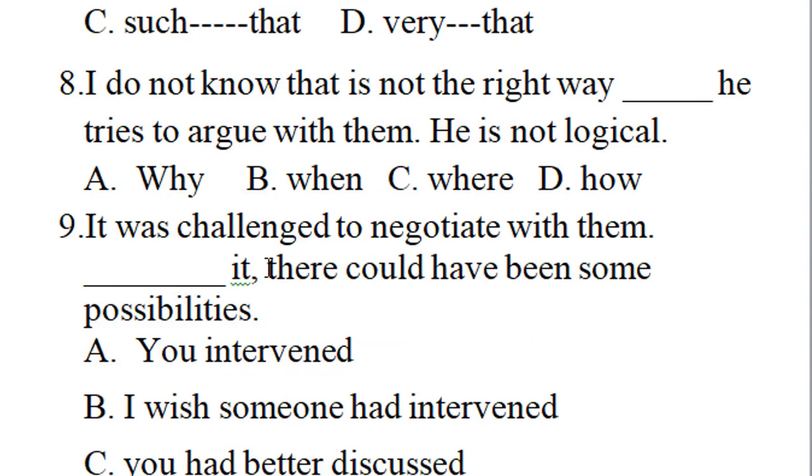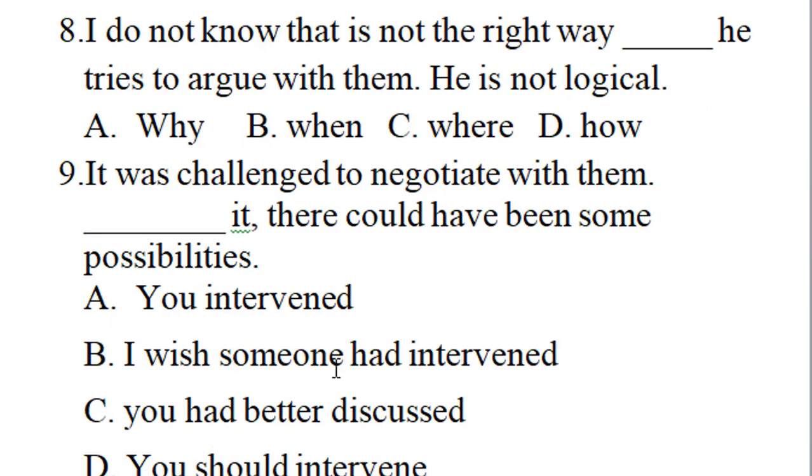As challenged to negotiate with them, blank. There could have been some possibilities. Yeah. You intervened. I wish someone had intervened. You have better discussed. You should intervene. So what's the answer here? It was challenged to negotiate with them. Challenged. They didn't get a solution because the problem was too challenged.